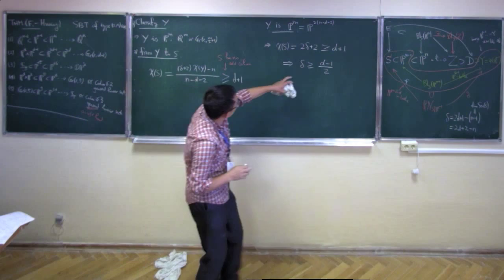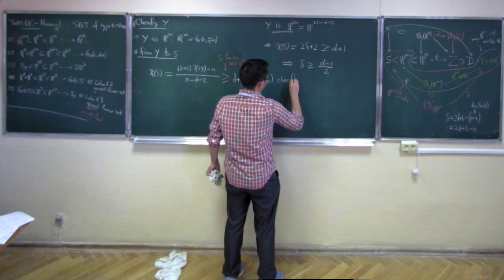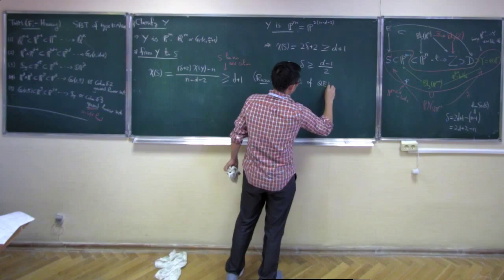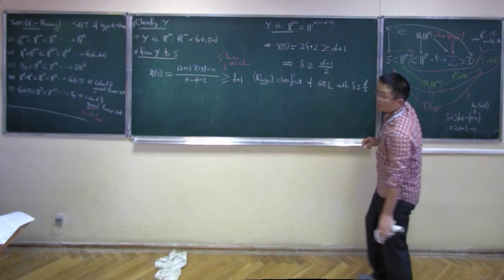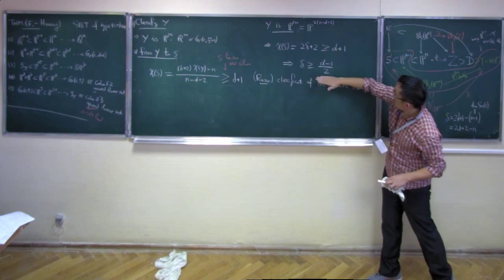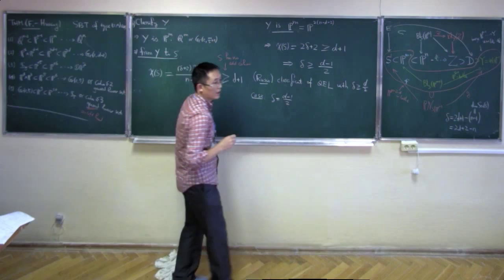Now I just want to recall, as related by Fujita. Fujita in fact classified the classification of particularly extremal QEL manifolds with delta at least d divided by 2. So from this we are almost done, because what's remaining is just the one case, where delta is just d minus 1 divided by 2. From this we can apply Fujita's classification techniques.